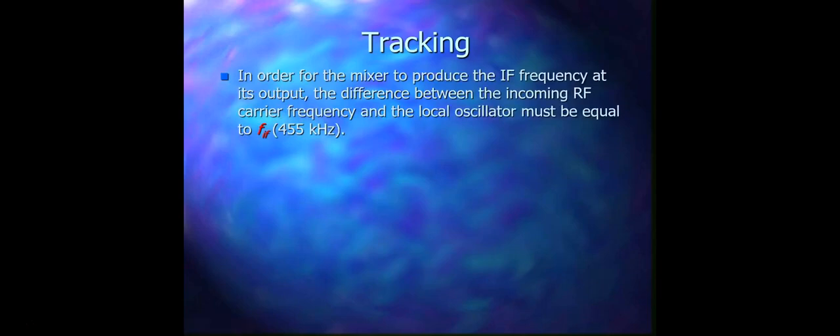Now comes the tracking, and this slide says in order for the mixer to produce the IF frequency at its output, the difference between the incoming RF carrier frequency and the local oscillator must be equal. So you need to make track between the local oscillator and the carrier frequency signal which is coming to the mixer, then only are you able to have the FIF.